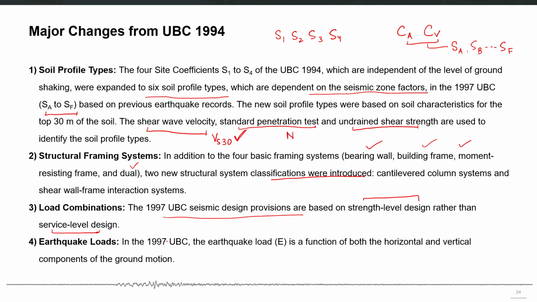Another change was that in UBC 97, the earthquake load, denoted as E, is a function of both the horizontal and vertical components of the ground motion. So we will see that in calculating the final earthquake effects, we will combine the effects from both the horizontal and vertical components, and UBC 97 guides us on how we can combine these 2 effects.